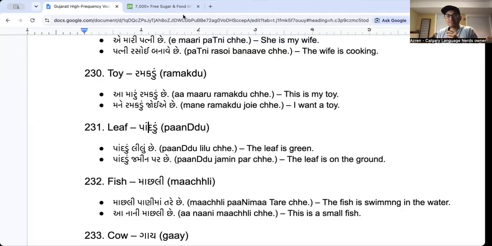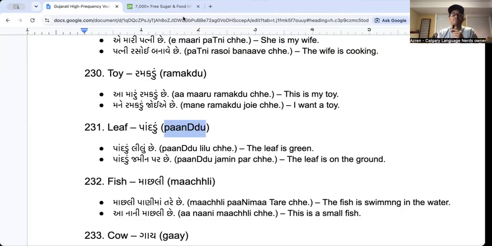So today we'll take up with number 231, the word for leaf, pandaru. Pandaru. For those who can't read the Gujarati script, it's a bit of a funny looking word. That capital D, the way I choose to transliterate Gujarati, capital D is the between your teeth. Pandaru. Ru is used like the tip of your tongue. So pandaru, pandaru. Pandaru lilu che. The leaf is green. Pandaru jamin par che. The leaf is on the ground.